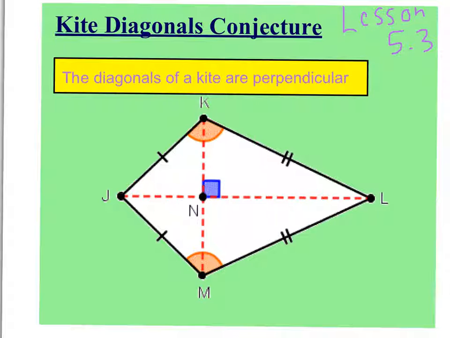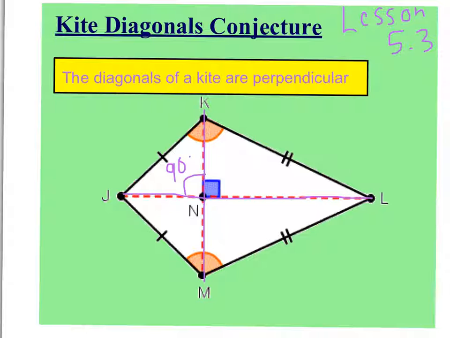To solve problem 5 from lesson 5.3, we need to look at two of the conjectures that we learned today. The first is the kite diagonals conjecture, which says that the diagonals of a kite, these two, are perpendicular. In other words, they meet at 90 degrees.